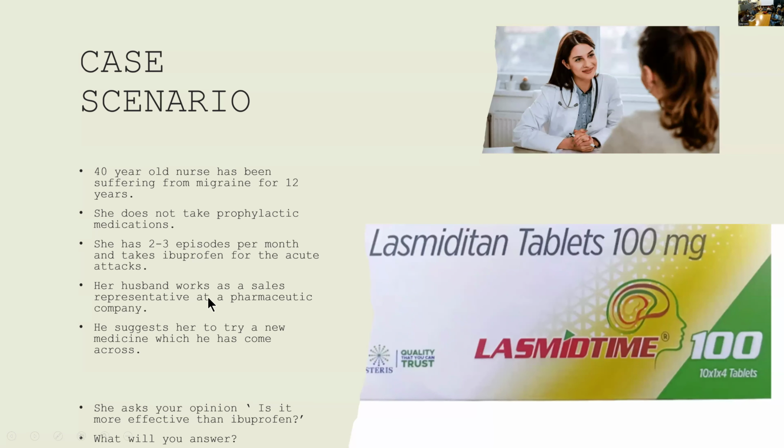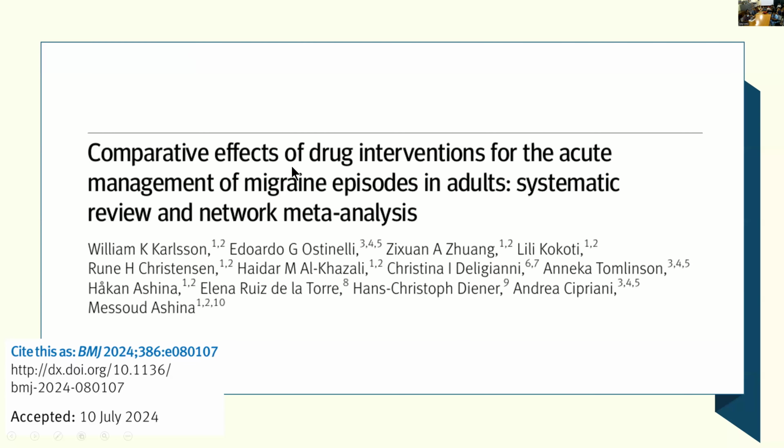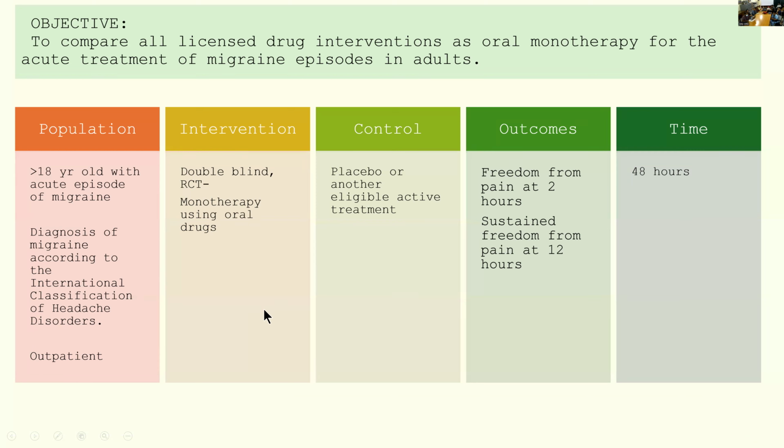So you said that you'll go check the evidence. Okay, so we're looking at this particular study, which is the comparative effects of drug interventions for the acute management of migraine episodes in adults, which was published in the BMJ in 2024. The objective of this study was to compare all licensed drug interventions as oral monotherapy for the acute treatment of migraine episodes in adults. So they looked at the population, which was adults more than 18 years with an acute episode of migraine. And this migraine had to be classified according to the International Classification of Headache Disorders.